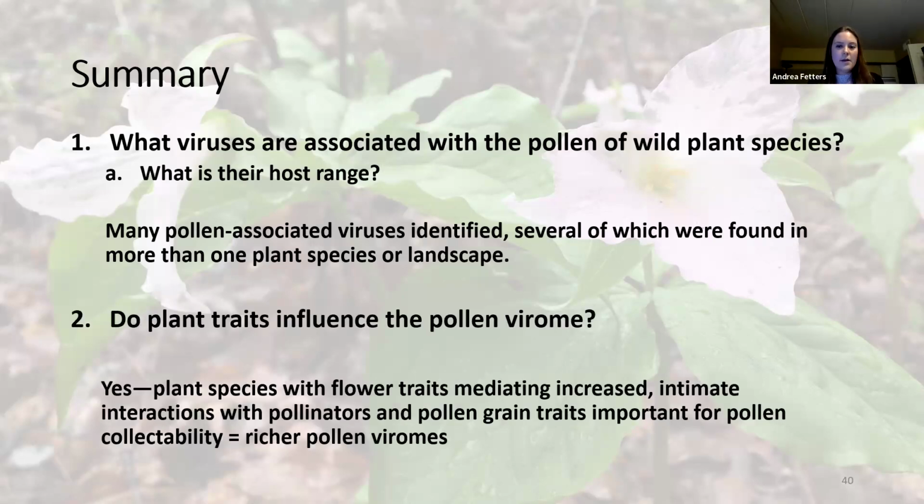We showed for the first time that plant traits do influence the pollen virome. So as I had mentioned before, a lot of the work on pollen-associated viruses is pretty constrained to one focal plant species and one virus, and elucidating the mechanisms behind the infection. Here we're showing pretty broad patterns that plant species with flower traits that mediate increased intimate interactions with pollinators and pollen grain traits that are important for pollen grain collectability do influence the pollen virome and lead to plants having a richer pollen virome.